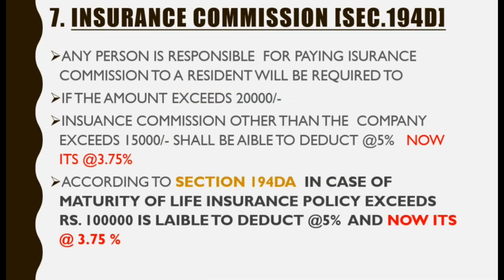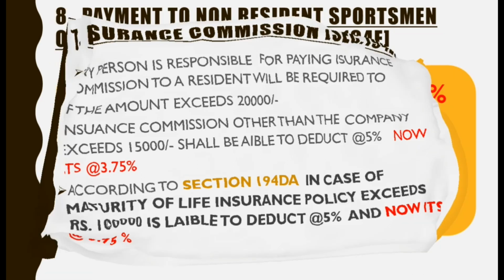Come to the next point, insurance commission. Everyone has taken insurance like a life insurance policy, accidental insurance policy, fire insurance policy, theft insurance policy, etc. Here, a commission paid to the insurance agent should be taxable. Insurance commission other than by a company, if it exceeds rupees 15,000, should be taxed at 3.75%. But in the case of maturity of a life insurance policy, if it exceeds rupees 1 lakh, the percentage is the same as above, but the exemption limit is different. Clear? Here it is 15,000, here it is 1 lakh.